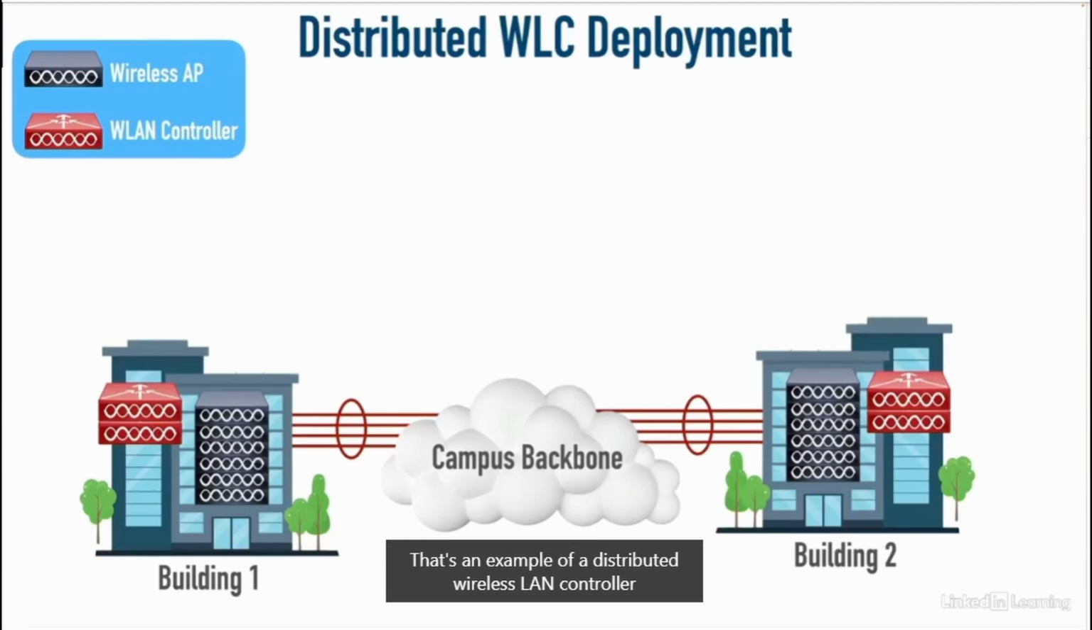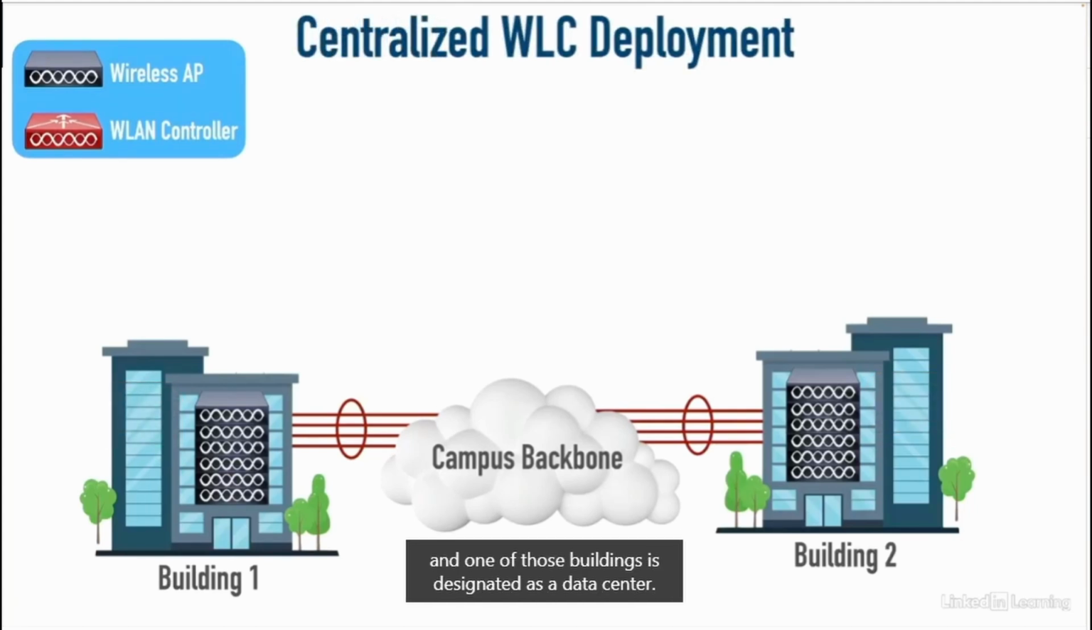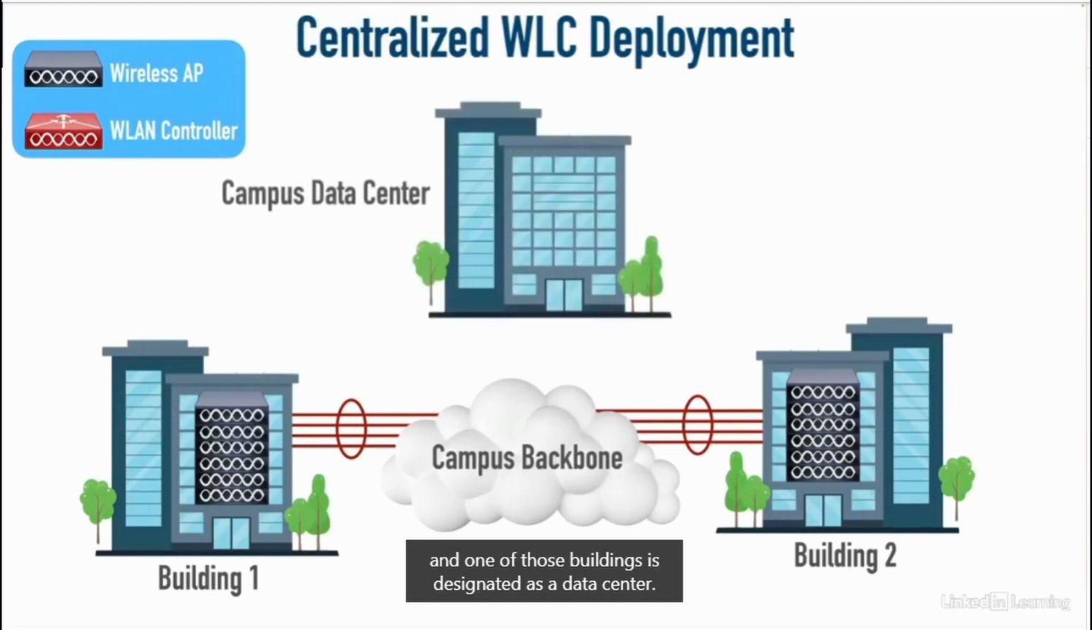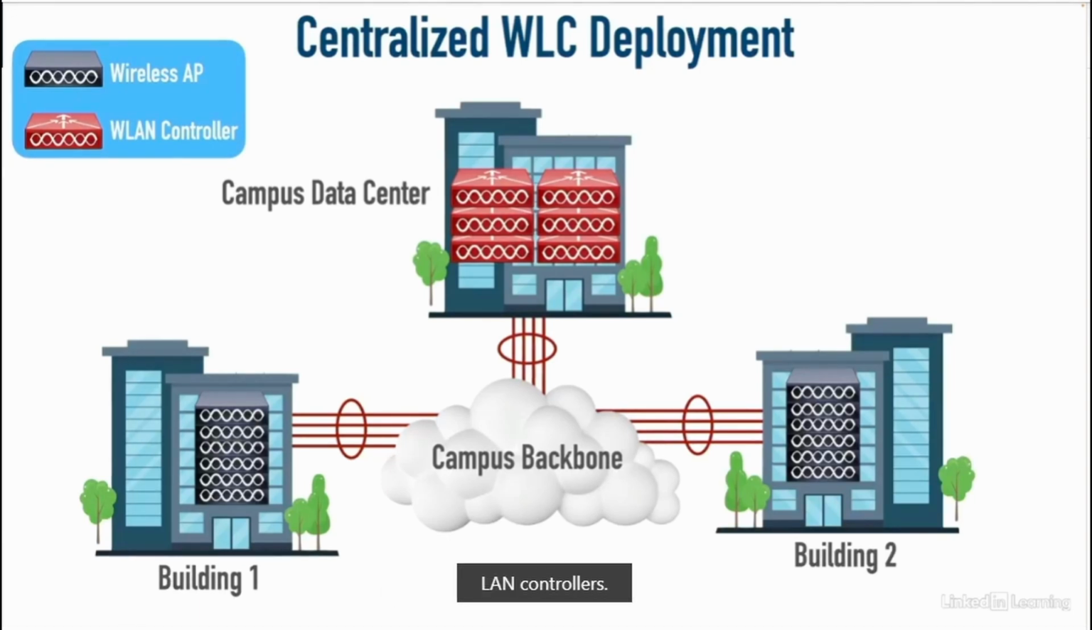That's an example of a distributed wireless LAN controller deployment. However, we might have an enterprise and it has lots of buildings, and one of those buildings is designated as a data center. Well, perhaps we put our wireless LAN controllers in that data center and allow the access points from around the enterprise to communicate with that centralized repository of wireless LAN controllers.